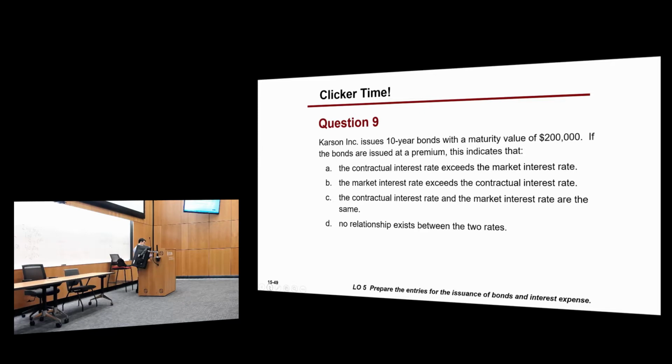Good. Okay, so the company issued 10-year bonds with a maturity value of 200,000. If the bonds are issued at premium, this indicates that usually it has to be more appealing to be sold at premium. It means that the contractual interest rate is higher than the market interest rate.